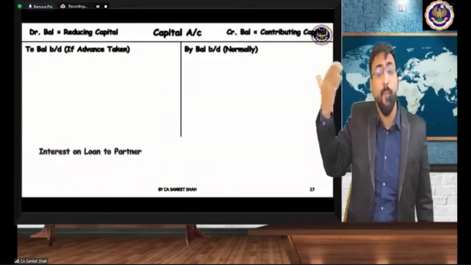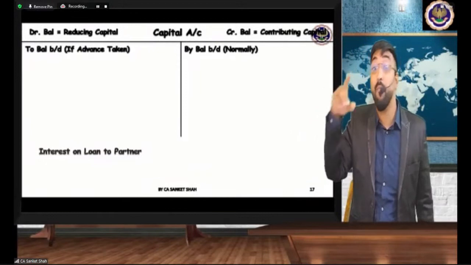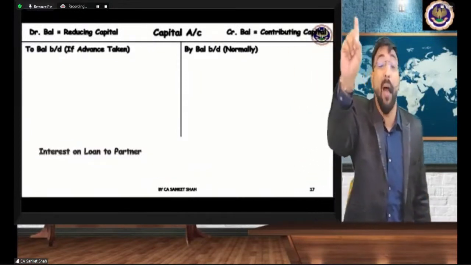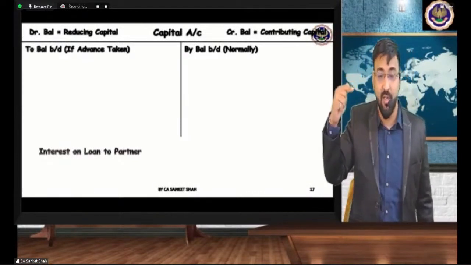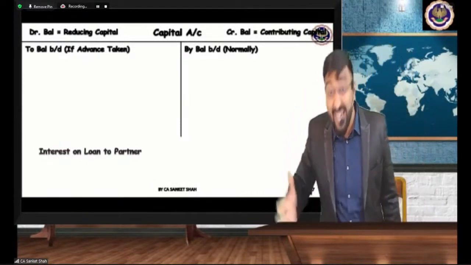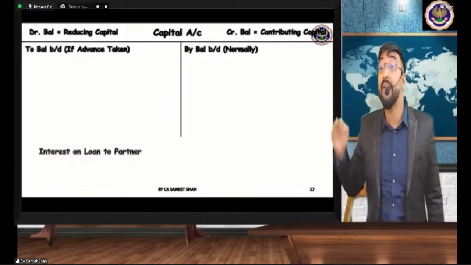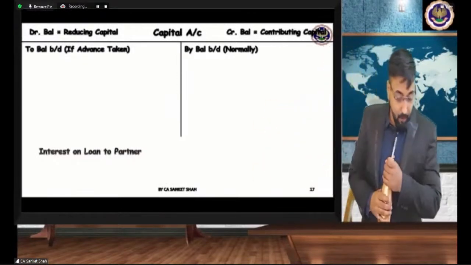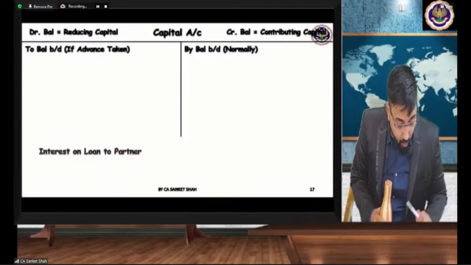Whether we have to pay him or we will, yes, think from the angle of firm. Don't think from the angle of partner. And give it in comment section whether partner is a creditor or partner is a debtor if interest on loan is given to partner. If loan interest, we have to give it to partner.